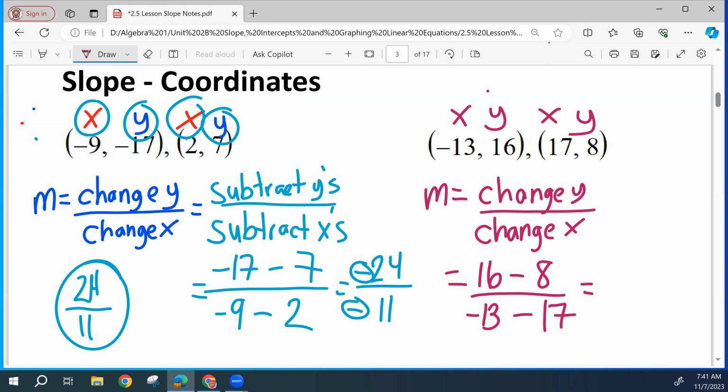If you struggle with adding and subtracting positives and negatives, that's okay. Just know that and use Desmos to help you. 16 minus 8 is 8. Negative 13 minus 17 is negative 30. We can simplify this to negative 4 over 15.